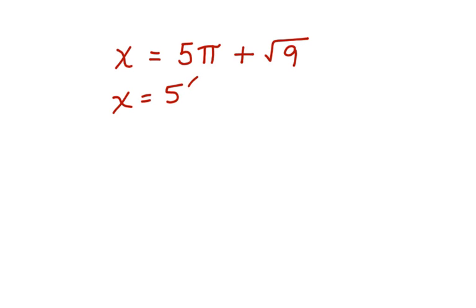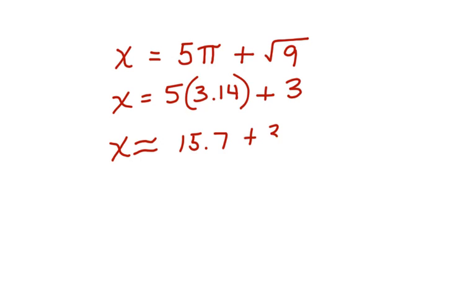You could also have one like this: x is equal to 5 pi plus the square root of 9. Now again, I can use 3.14 as an approximation for pi, and I have x is equal to 5 times 3.14 plus, and I can evaluate the square root of 9 to be 3. Now I can multiply. X is approximately 15.7 plus 3. X is approximately 18.7.